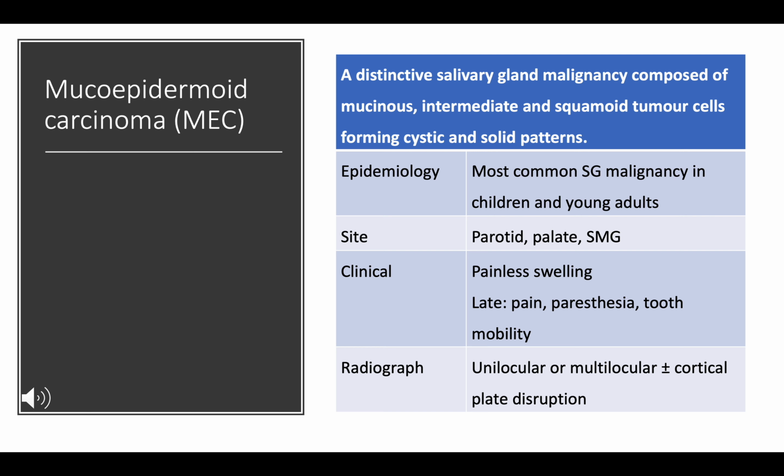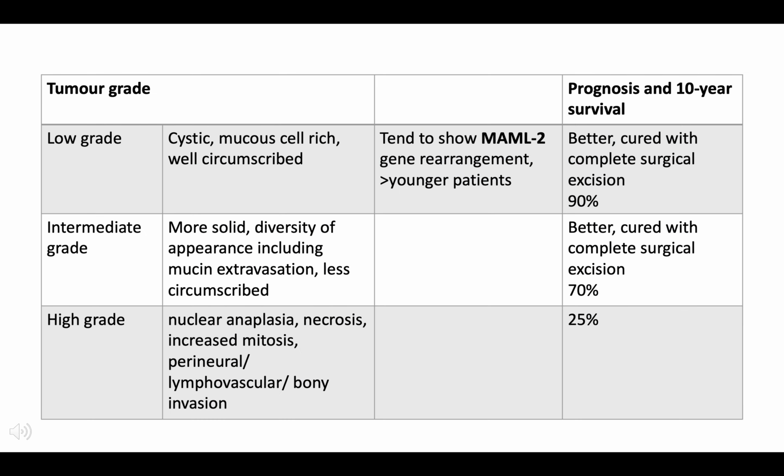Radiograph shows unilocular or multilocular radiolucency with or without cortical plate disruption. The tumor can be graded based on proportions of tumor cells, as well as the pattern of the tumor and presence of cellular atypia and so on. If there is necrosis or increased mitosis, this will be a high-grade tumor. For low-grade tumor, it tends to show MAML2 gene rearrangement, which is commonly seen in younger patients. And of course, if it is a low-grade tumor, the prognosis is better, with 90% 10-year survival.